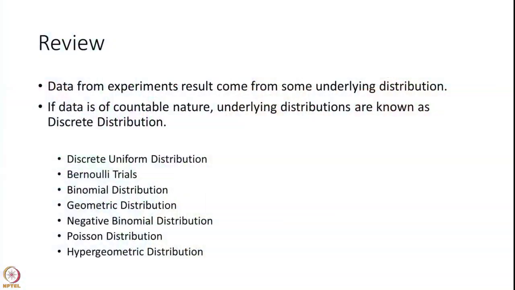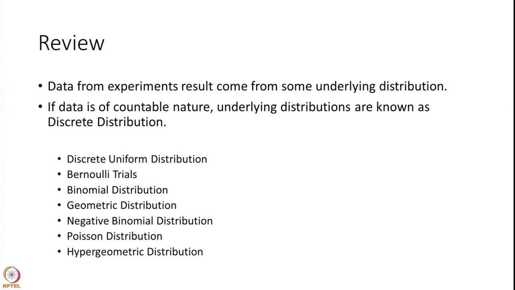So what we did in the previous session was that we found that if the data or the result is countable in nature, then the underlying distribution could be of a discrete nature, and they are called discrete distributions. This way we introduced several discrete distributions in the previous session: the discrete uniform distribution, then we introduced Bernoulli trials where there are only two results, success or failure.